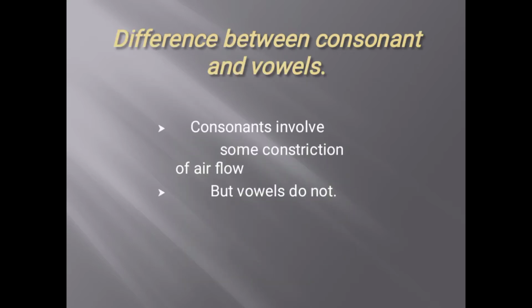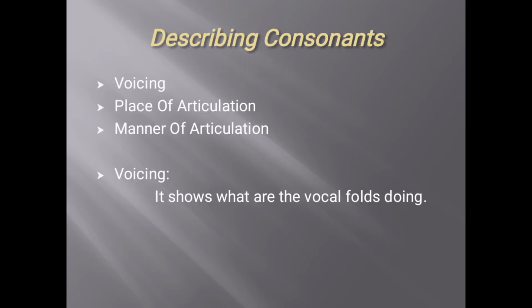Difference between consonants and vowels. Consonants involve some constriction of airflow, but vowels do not. Describing consonants, there are three criteria. The first one is voicing, then place of articulation, and manner of articulation. What is voicing? Voicing shows what the vocal folds are doing.